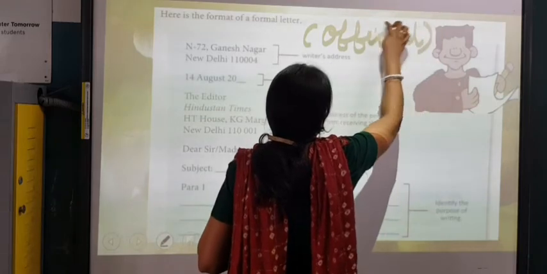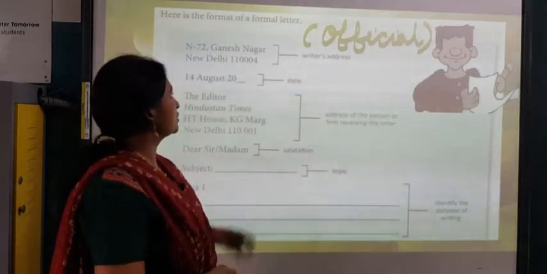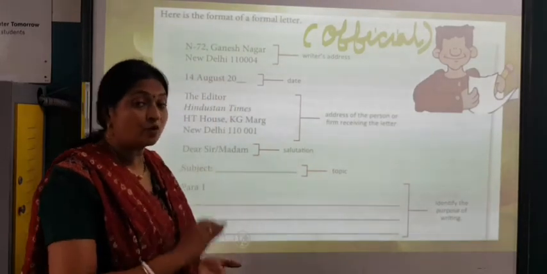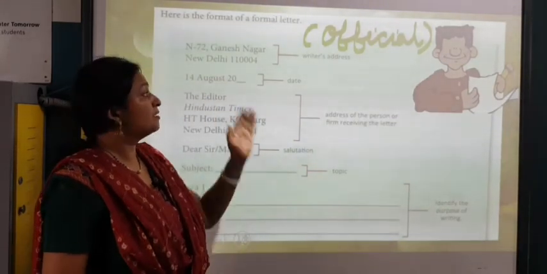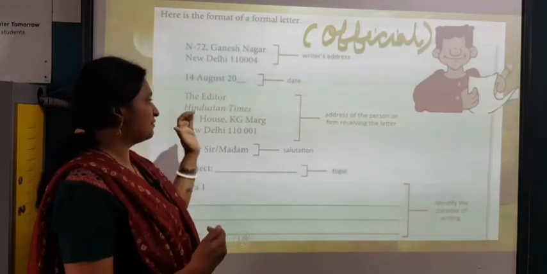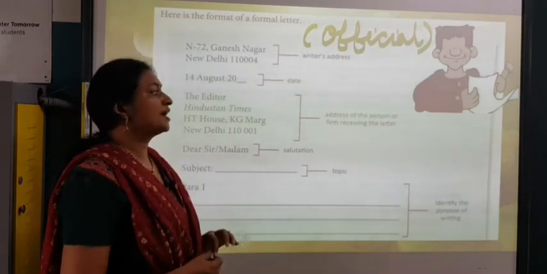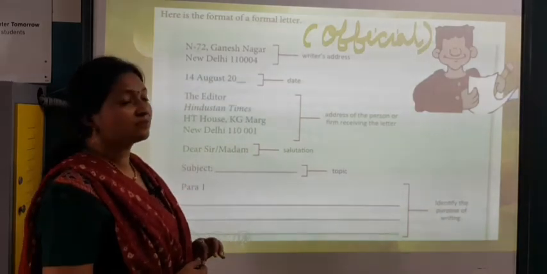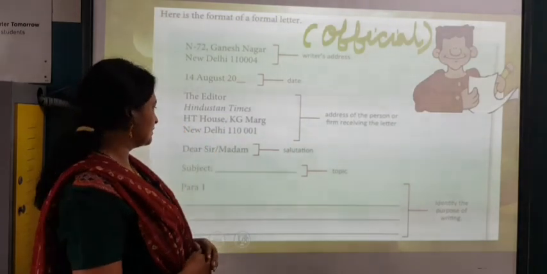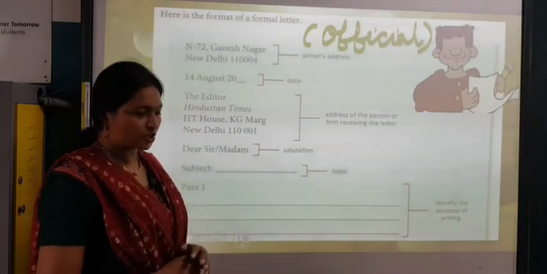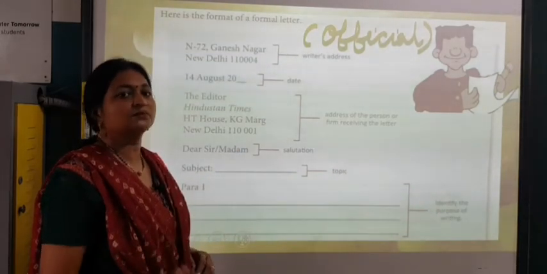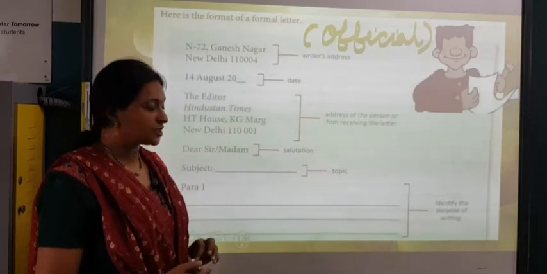Now this is the format of the formal letter which you write for official matters. Okay, so all the official letters are formal letters. So this is the format: writer's address, including the PIN code. PIN code is optional in an informal letter, but here it is compulsory. Leave a line, comes the date, after the date leave a line again. Then you have to write the address of the person or firm receiving the letter. So you can see the complete address here. Leave a line, comes the salutation, "Dear Sir or Ma'am." Even I said "Dear Father," "Dear Sister," that is written for a priest or a nun.